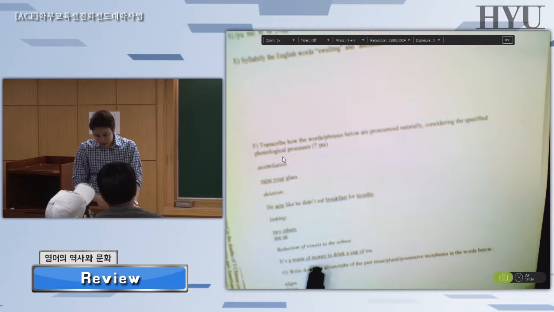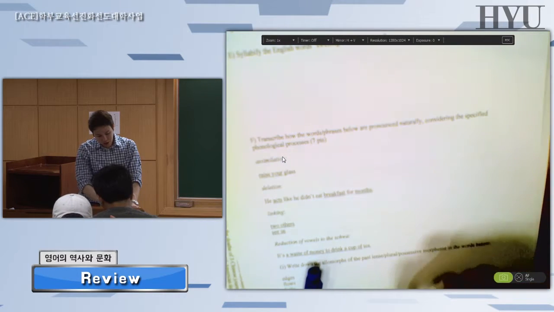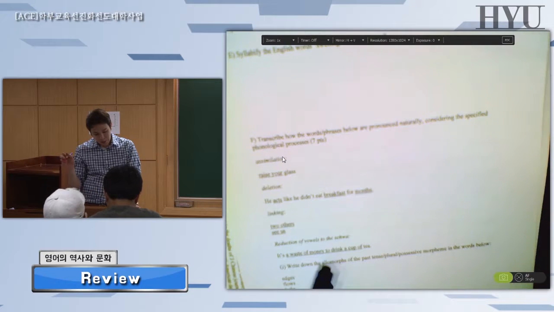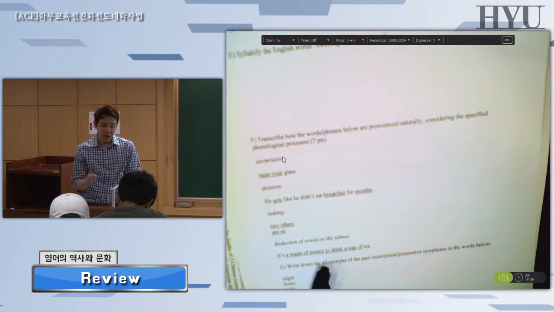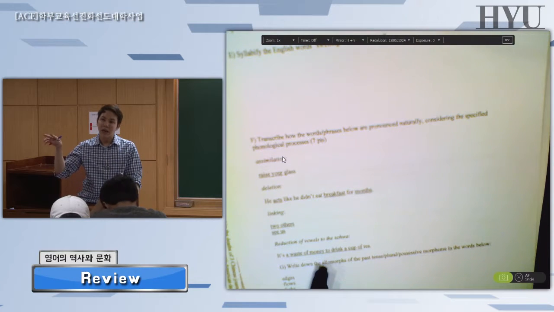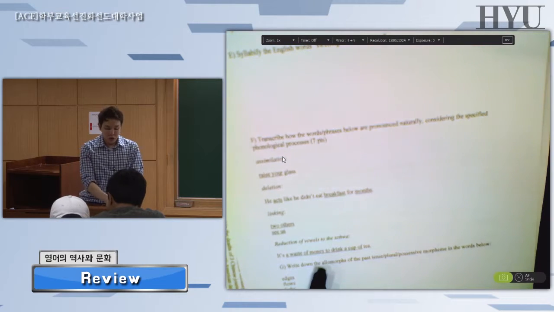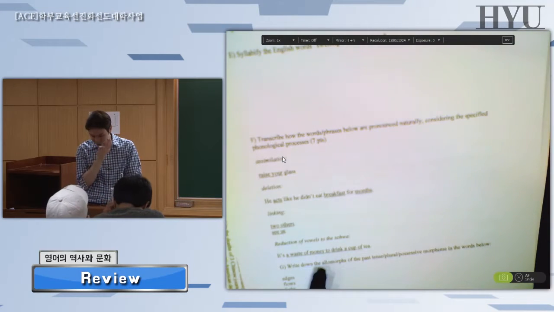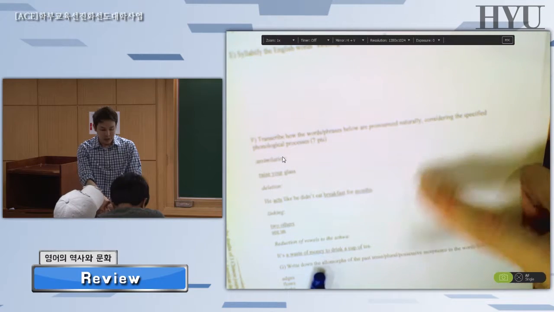And then phonology also, for the next part, you have to be able to identify the phonological processes of sound changes. Like when two consonants meet, some consonant will become like another consonant, right? So that's what we call assimilation. So you should be able to transcribe the phonological changes that happen in these examples.